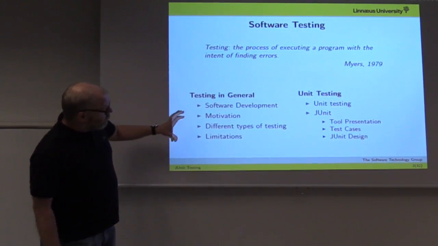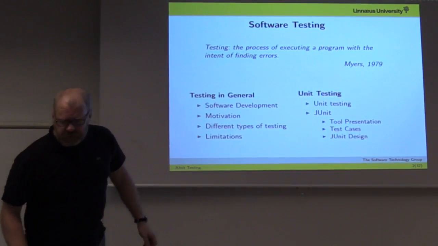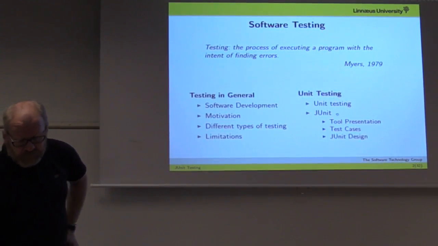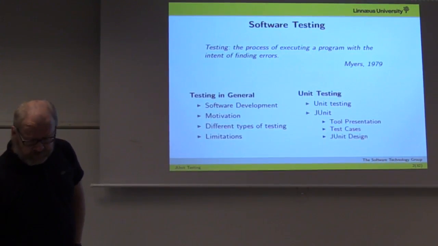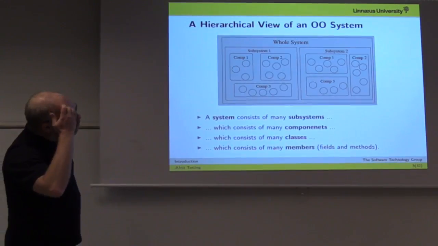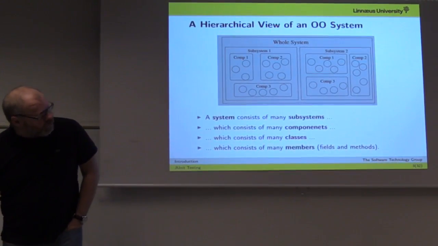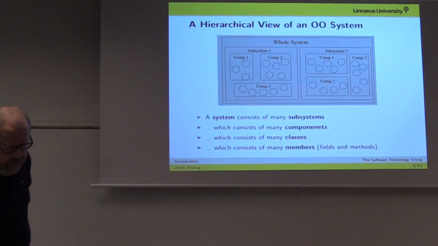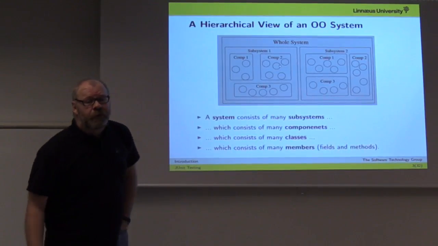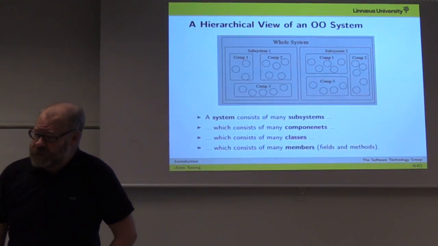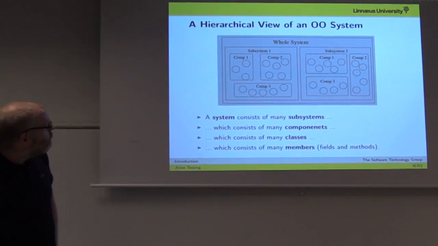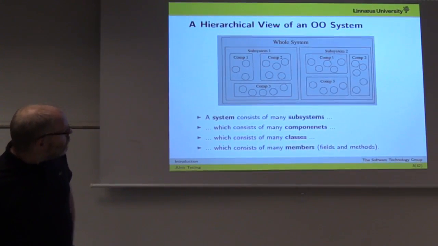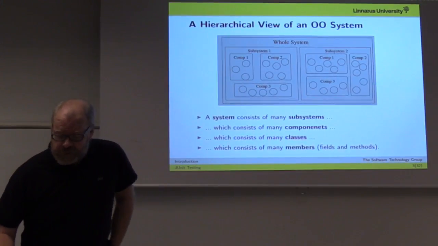I will talk about testing in general for a while, and then we will move on to this tool called JUnit that can be used to test Java programs. First of all, a bit of vocabulary. When we are talking about Java programs or systems, we have the whole system that contains a number of subsystems, and the subsystem contains components, and the components contain classes. This is the hierarchy that we use when we talk about different parts of a program. A component contains 5 or 10 classes, something like this.